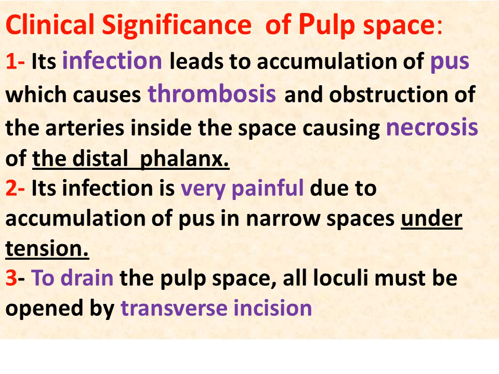So, what is the clinical significance of the pulp space? Number 1, if there is infection, it leads to accumulation of pus which causes thrombosis and obstruction of arteries inside the space, causing necrosis of the distal phalanx. Number 2, infection will be very painful due to accumulation of pus in a narrow space under tension. Number 3, to drain the pulp space, all loculi must be opened by a transverse incision.